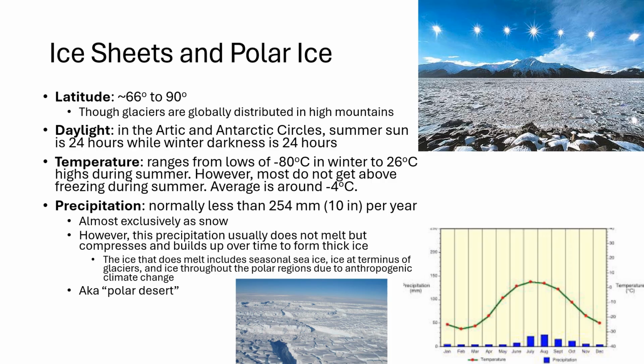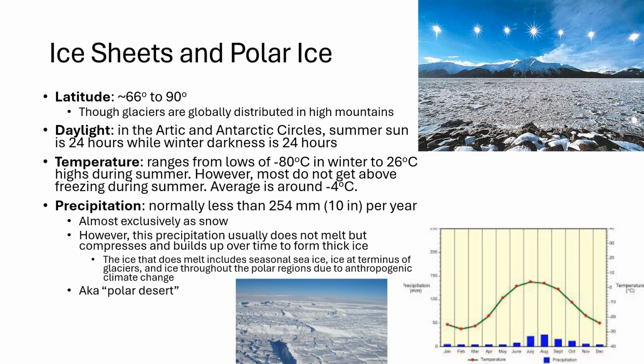Okay, now that we talked about the types of ice around the planet, the biome that they create is ice sheets and polar ice. The latitude is very high, up to the poles, above the Arctic Circle and into the Arctic and Antarctic circles and into the poles. Although the glaciers can be distributed throughout the world's high mountains. The daylight hours are the extremes that we talked about when we talked about the seasons, where above the Arctic Circle, you're going to have 24 hours of darkness during the winter and 24 hours of sunlight during the summer.